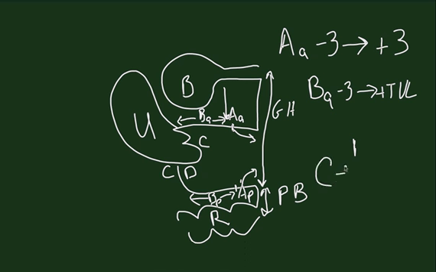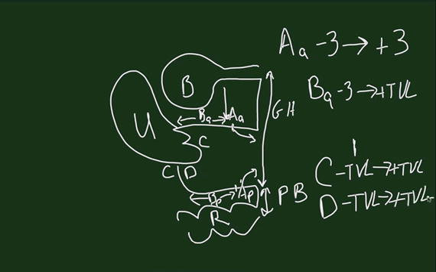Point C can be negative total vaginal length if there's no cervix to plus total vaginal length. And obviously you would subtract out the length of the cervix if there was one. And the same holds true for point D if there's a cervix present.